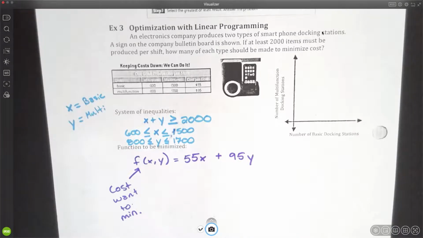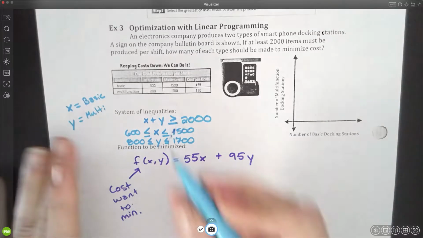So now what do we do? Graph them. We have to graph them, find our points, and then plug them in to find maximum or minimum. Which one? Minimum. We're trying to minimize cost. Okay, so let's graph our functions. Let's do the first one in blue.